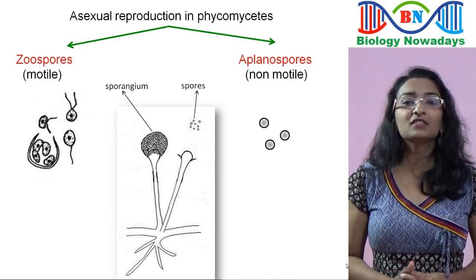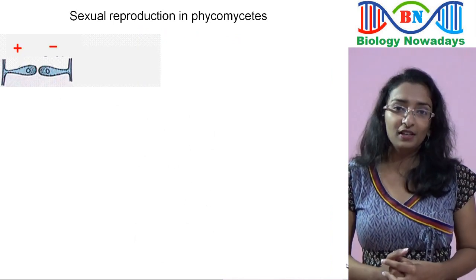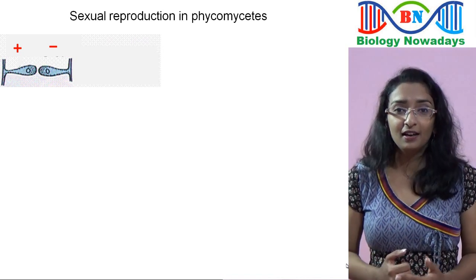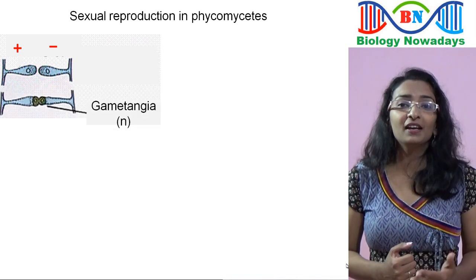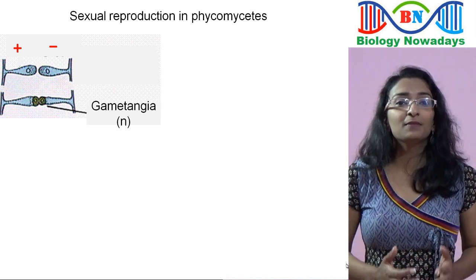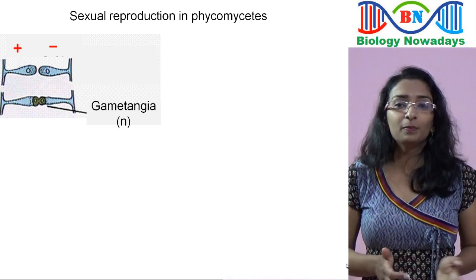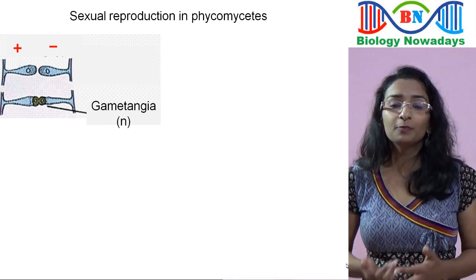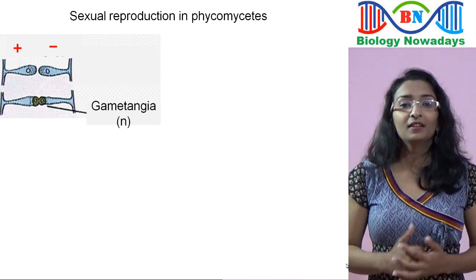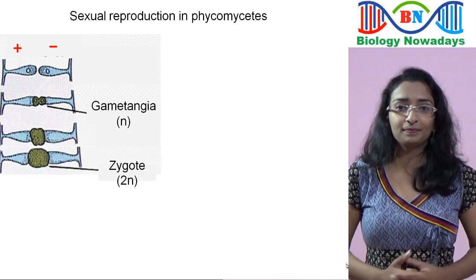About the sexual reproduction in Phycomycetes, two genetically different hyphae will come together. At the tips of these hyphae, gametangia bearing gametes will be produced. One hypha will produce a male gametangium with male gametes, and the other hypha will produce a female gametangium with female gametes. The male and female gametes fuse to form the diploid zygote.